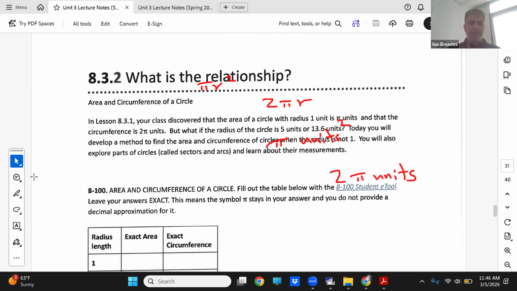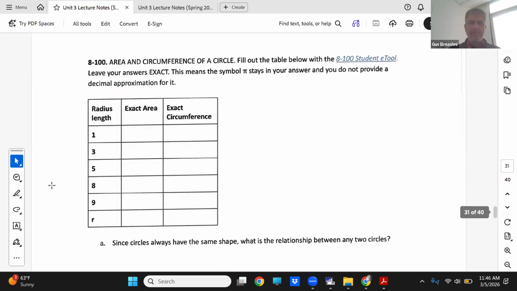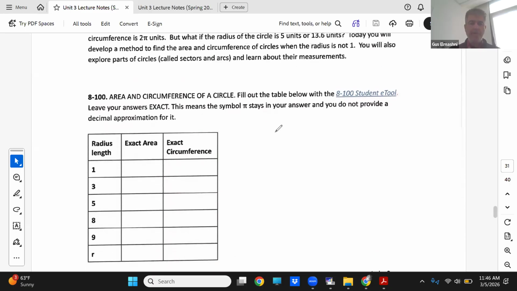So what is the relationship? So 8.3.2. And again, we'll wrap up 8.3.2 on Tuesday. Remember, we have no school Monday, so we have 2 days next week. In lesson 8.3.1, your class covered the area of a circle with a radius of 1 unit. And this comes to 2 pi. But what if the radius is different? What if it's 5 or 13.6 or whatever? So let's develop a method to find it if the radius is not 1. So here we go. We know the area is pi r squared. Circumference is 2 pi r. So this is easy. That's pi and 2 pi.